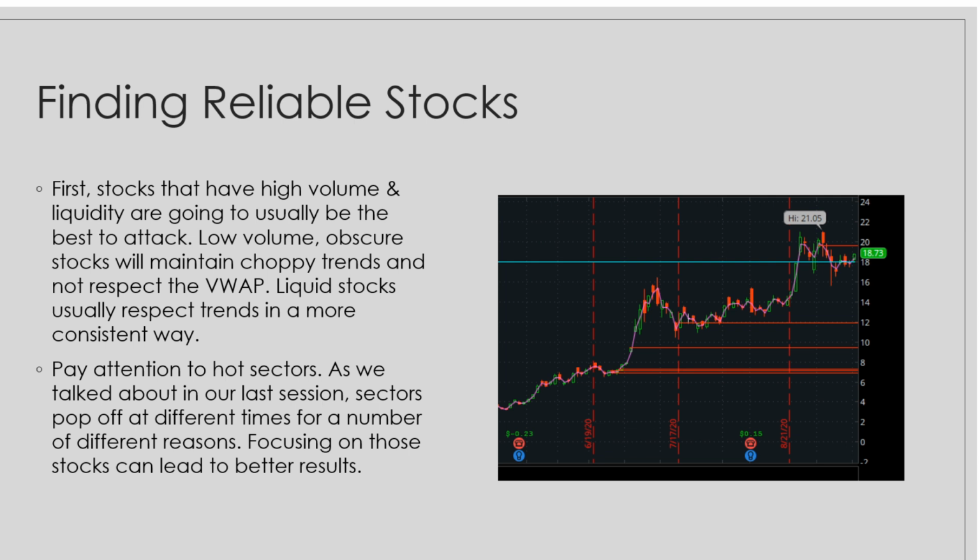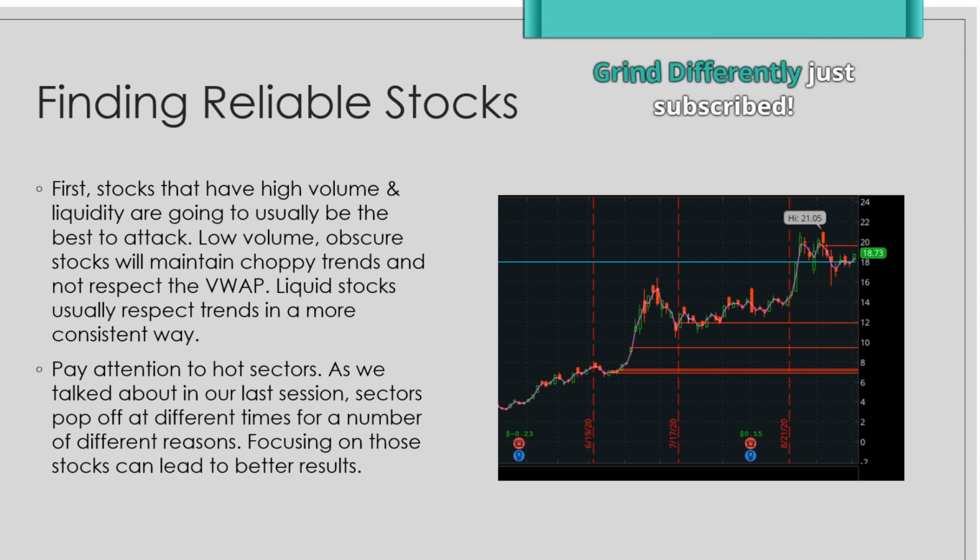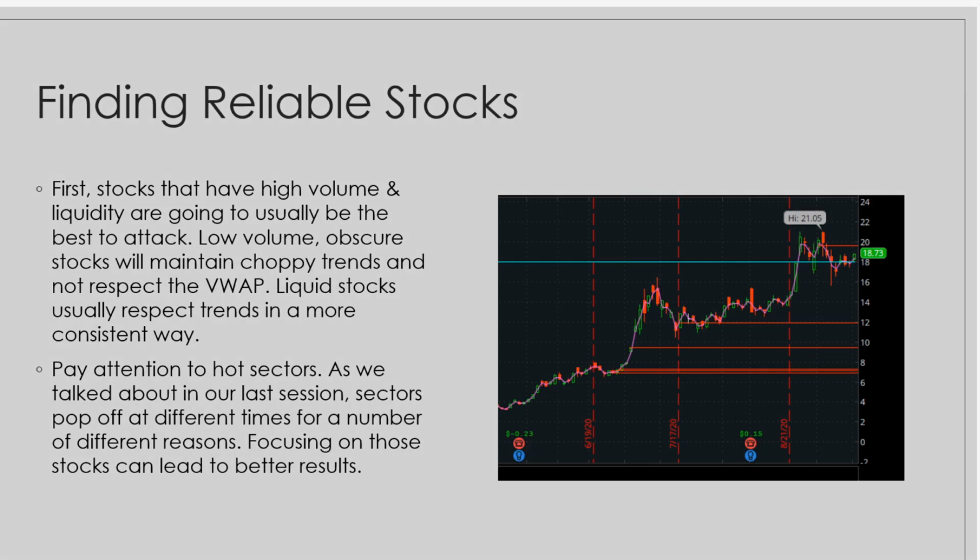Finding reliable stocks is really important here. First, stocks that have high volume and liquidity are going to usually be the best to attack. Low volume, obscure stocks will maintain choppy trends and not respect the VWAP. Liquid stocks usually respect trends in a more consistent way, and you want to pay attention to hot sectors.